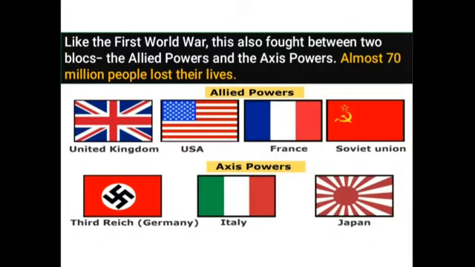In the Allied powers, the countries were the UK, the USA, France, and the Soviet Union, whereas in the Axis powers, the countries were Germany, Italy, and Japan.